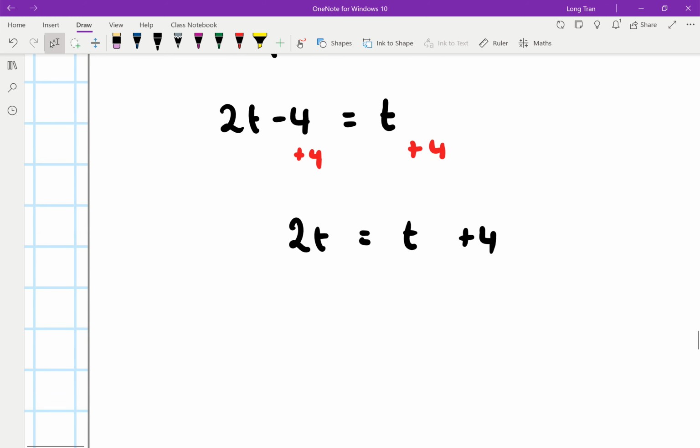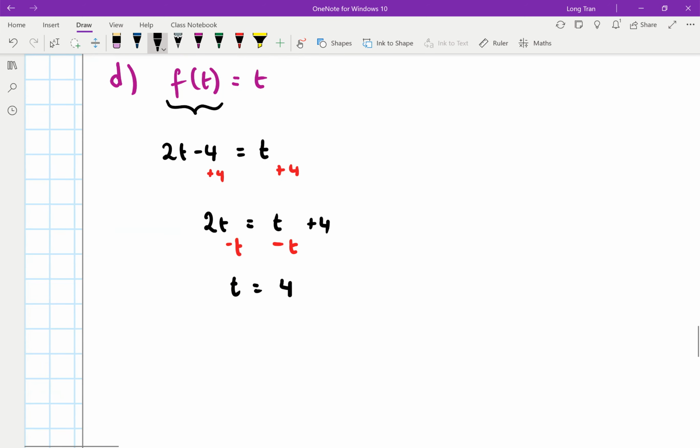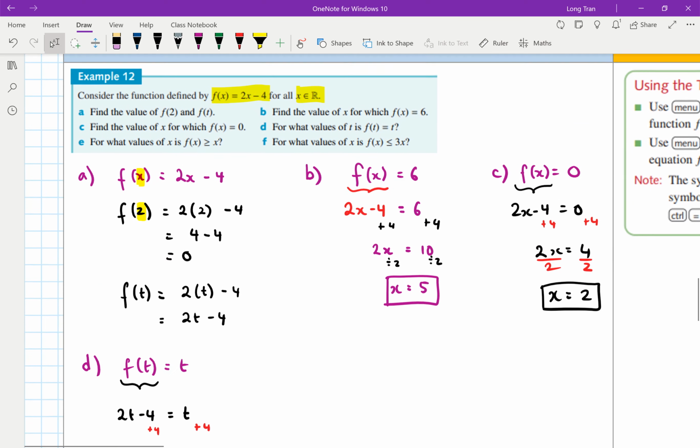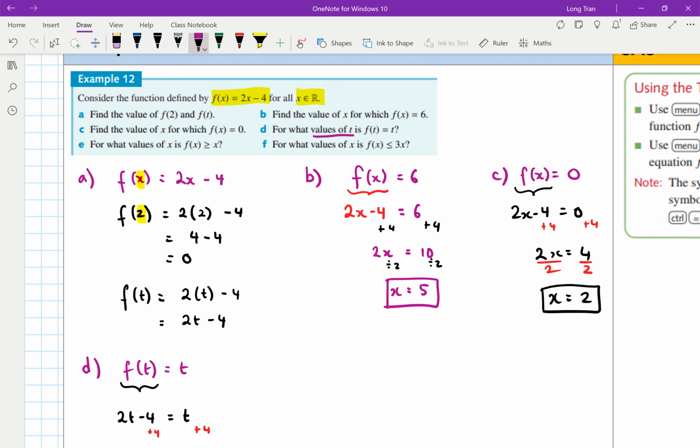And then if you subtract t on both sides, can you see t take away t on the right hand side will cancel out and you get 4, whilst 2t minus t here gives you t. And so t, there's a lot of t's here by the way, but that means t equals 4. And that answers the question, find the value of t or values of t if f of t equals t.